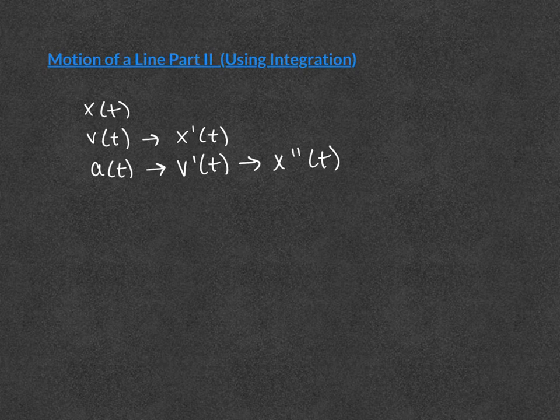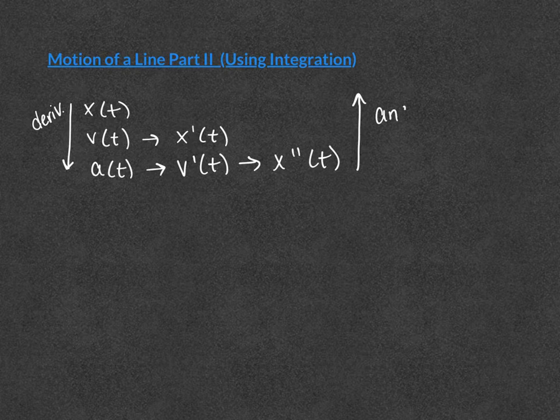Normally I was always giving you the x of t function and asking you to find velocity and acceleration, but now I'm going to give you the velocity function and ask you to find the standard position, or maybe give you the acceleration and ask you to find velocity and or standard position. So moving down this ladder, we take derivatives. If I'm asking you to go up from acceleration to velocity or velocity to standard position, you should be thinking, to go up, I need to take the antiderivative.